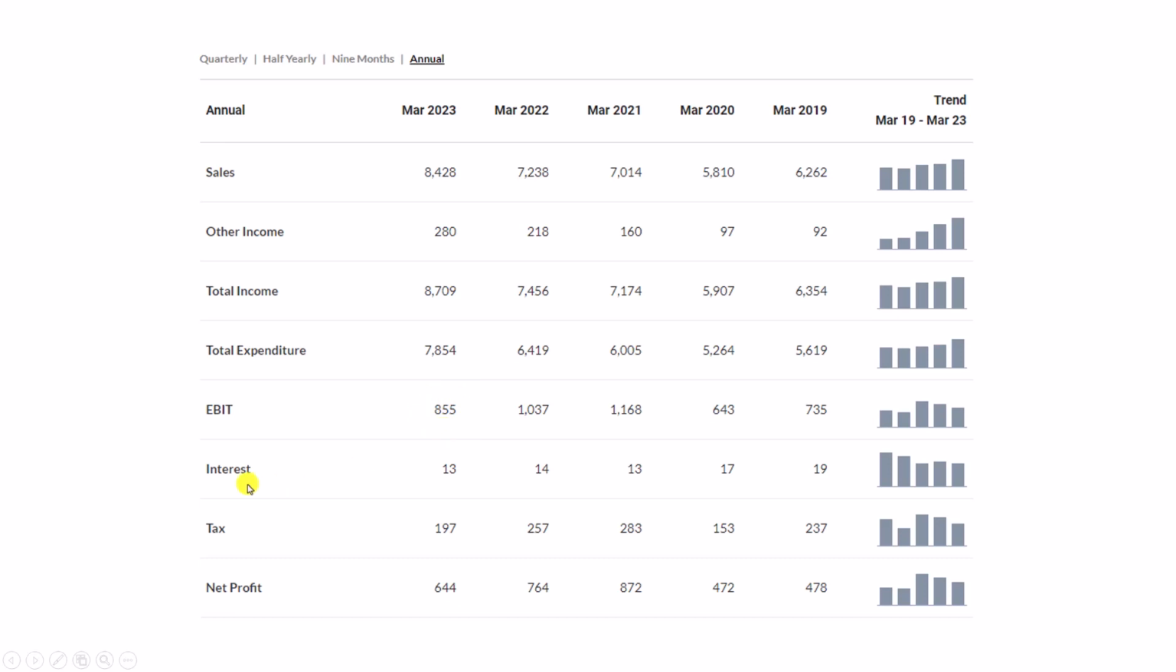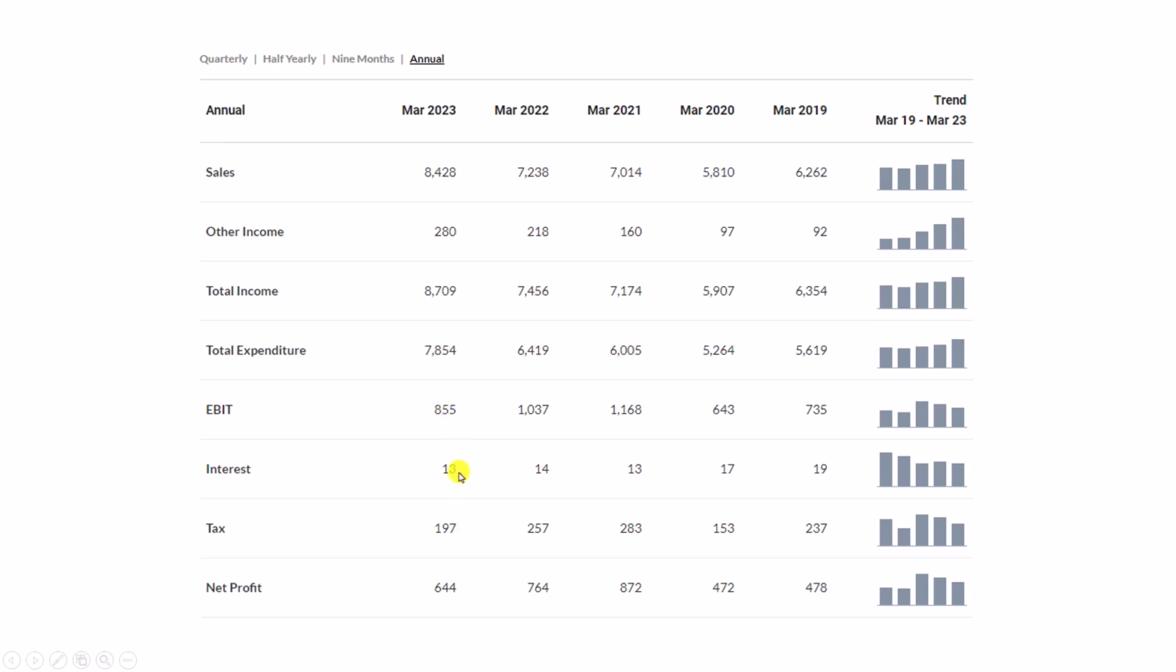Now we have to deduct interest and tax from it. What is interest? The company might have taken loan from financial institutions or banks, and for that they have to give interest. Okay, and 13 crore rupees is how much the company has given in the last year. Okay, or 13 crores is how much the company has to pay, I can say. Alright, so 13 crores. The company has to pay tax to the government also. So that is 197 for the last year.